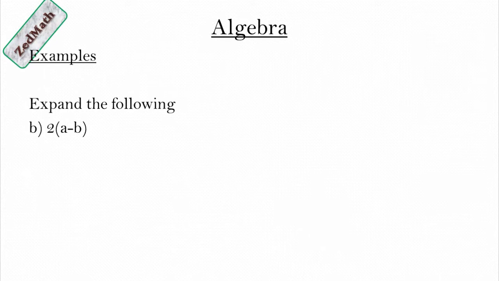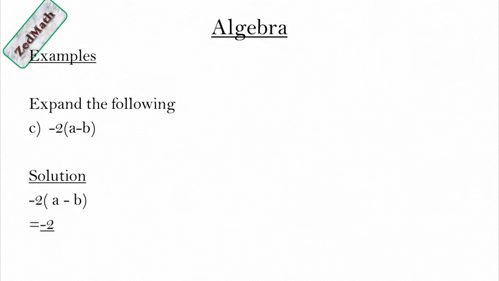Example b is sign sensitive, and you'll see what I mean by this later. Let's see the solution. We multiply 2 by a, we get 2a, and 2 by negative b, we get negative 2b. This next one is also sign sensitive. That is, we have to be careful when we're working with signs. Let's see how it is done. We multiply negative 2 with everything inside the brackets. So negative 2 by a, we get negative 2a, and negative 2 by negative b, we get positive 2b.